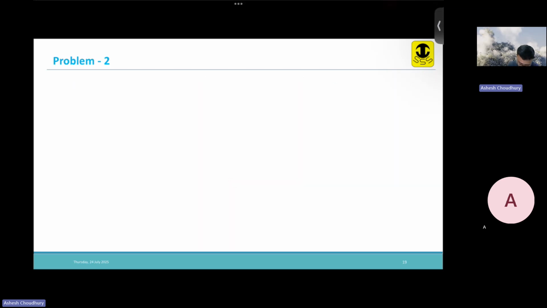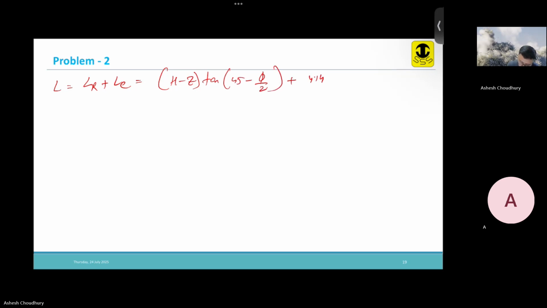Now let us come to the length part. What is the length? It is LR plus LE. LR is H minus Z, 10. And 4. So we are considering that the steel strips are flexible, not rigid. Considering flexibility, we are designing. That's why we are taking this 10 active wedge. H is what? 9 meters. Okay. And LE is fixed as 4.14 meter. All right. Now what is FS?